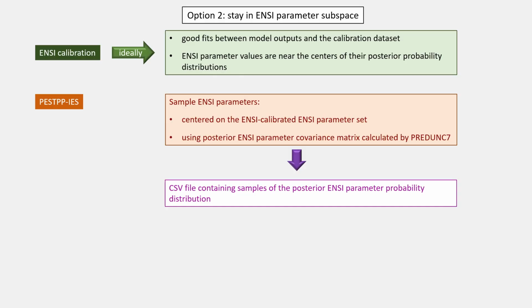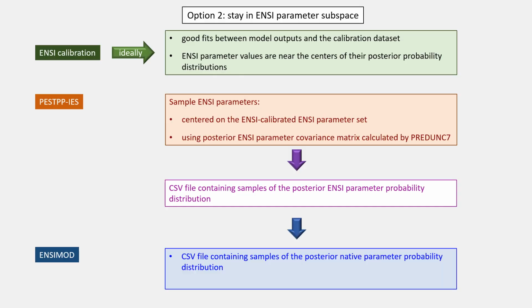Our problem now is to take the contents of this CSV file containing ENSI parameter samples and create a CSV file containing native model parameter samples. This can be done using the ENSIMOD program that we've already seen. It will then give us a CSV file containing samples of the posterior native parameter probability distribution. Once we've got that, we can run the model into the future to sample the posterior probability distribution of any prediction that we care about.